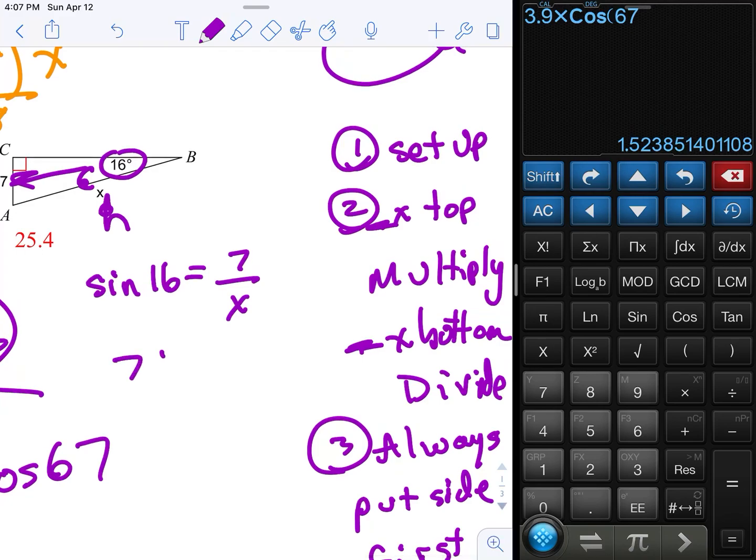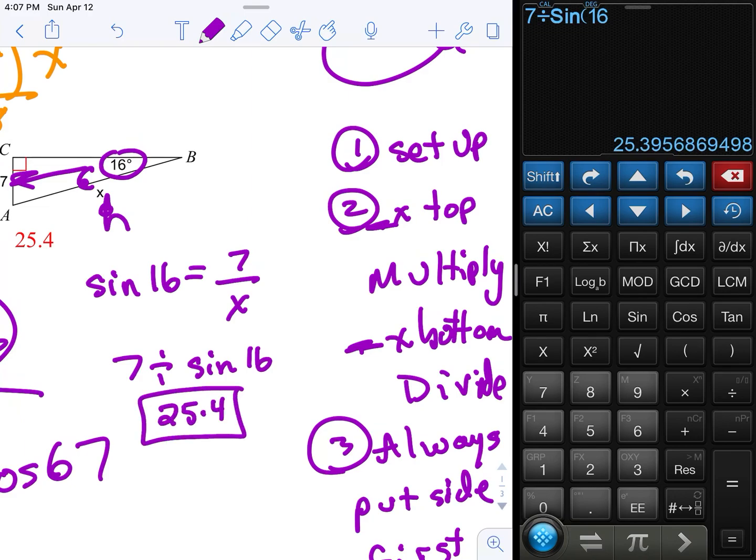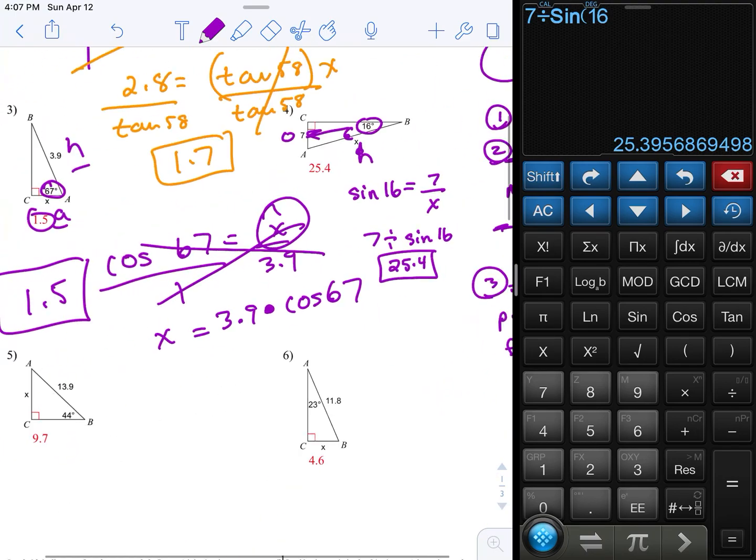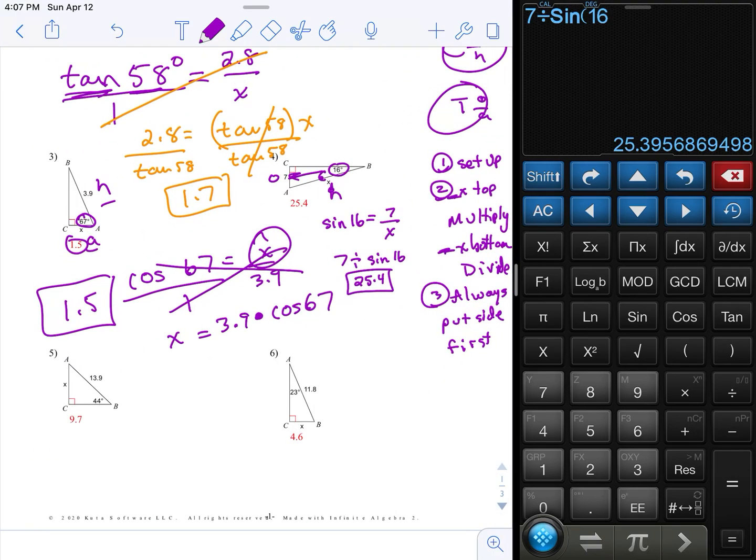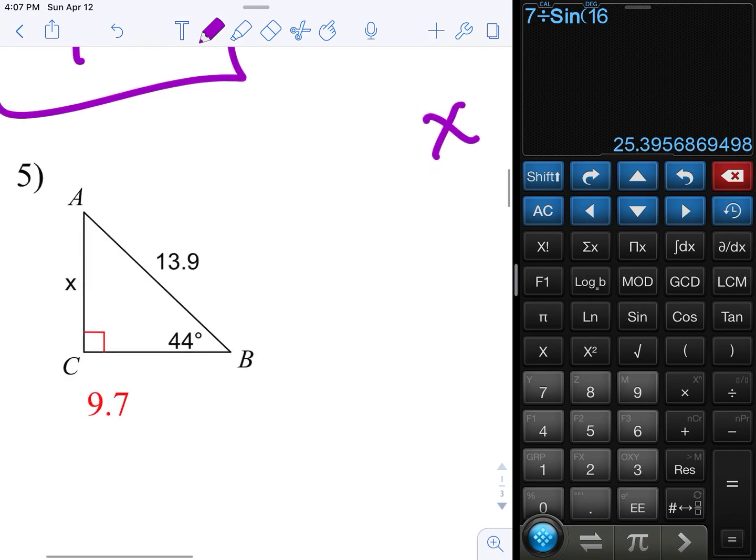So 7 divided by sine 16. This is actually kind of cool for you guys to see on the video because you get to see me type it in the calculator. This is even better than school. 90% of the stuff, school would be way better, but there are a few advantages to this. 25.4. You've got to practice it. We're going to do a few more, but really that's it.